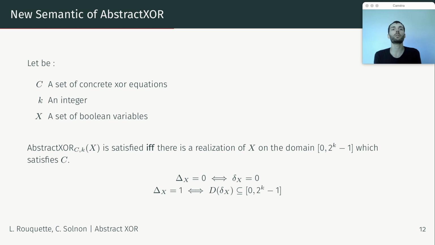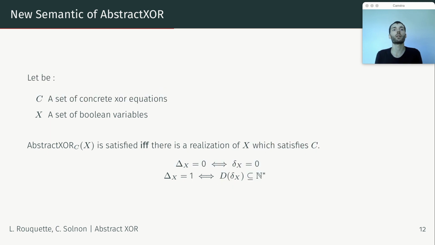To make the satisfiability a polynomial problem, we remove the upper bound constraints. Now AbstractXOR say of X is satisfied if and only if there is a realization of X that satisfies C.